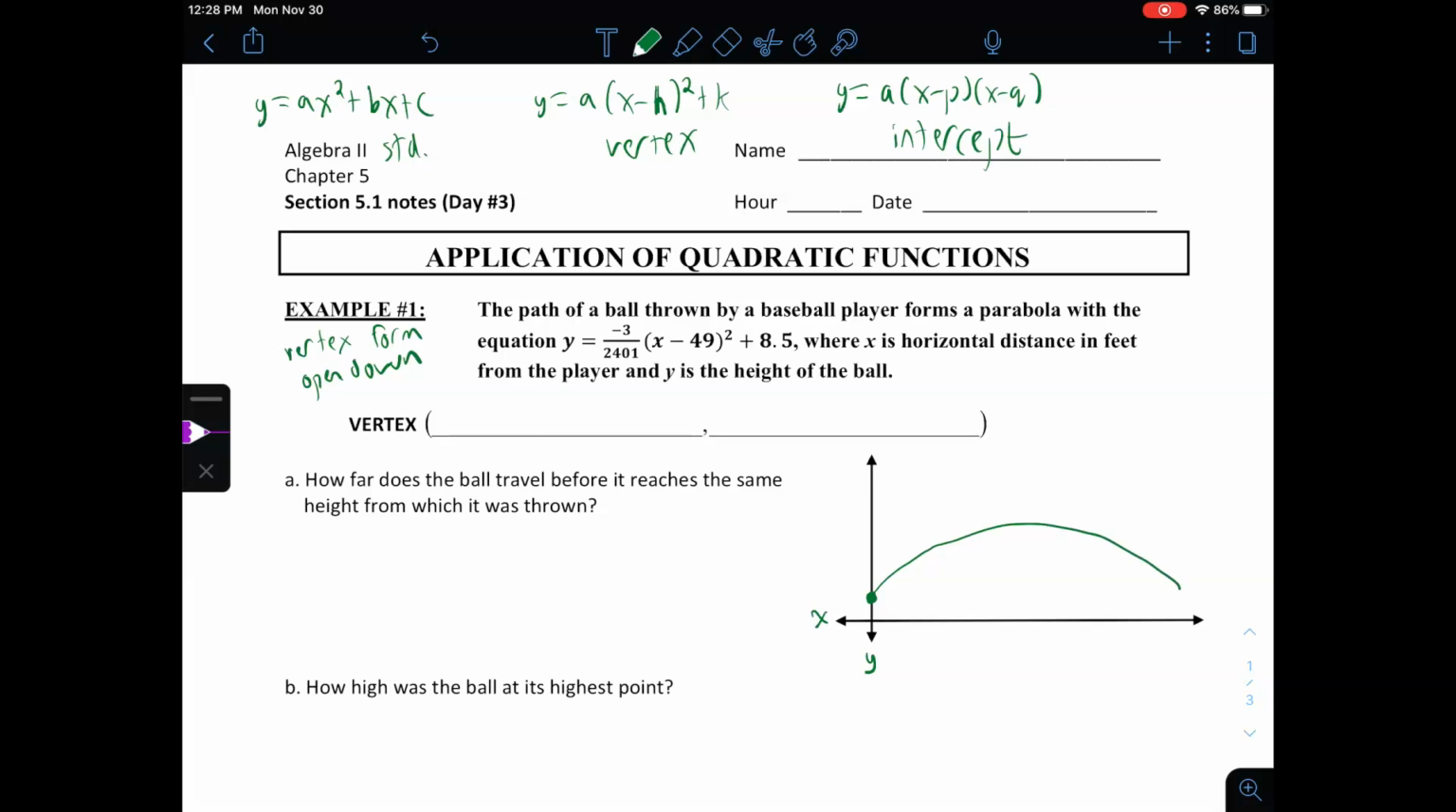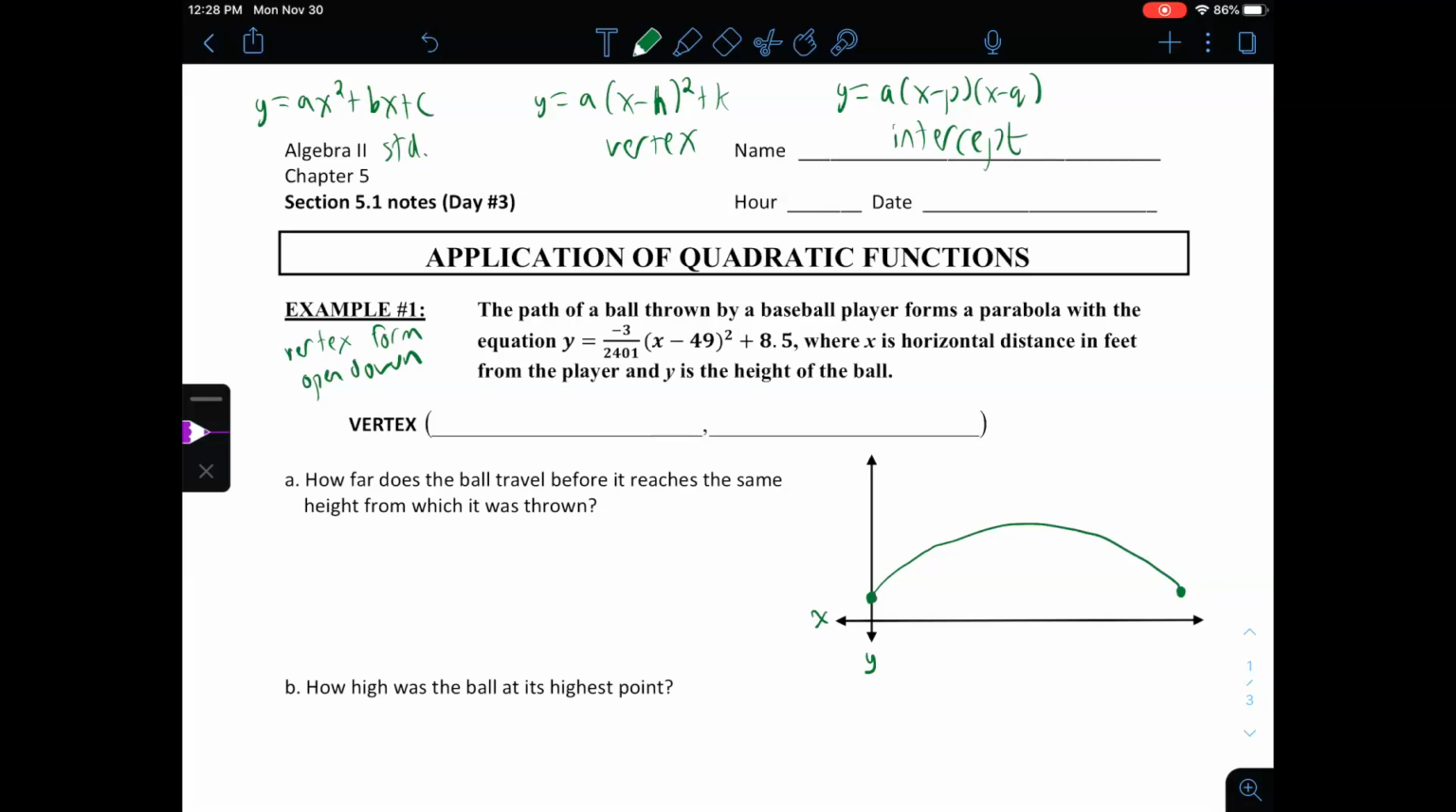And at the end of the problem it says what we're looking for. The things we're looking for are how far the ball travels before it reaches the same height from which it was thrown, and how high the ball was at its highest point. So the same height would be over here, right? We don't know what the height is, but it's going to be the mirror point of the starting point, of how high he threw it from.